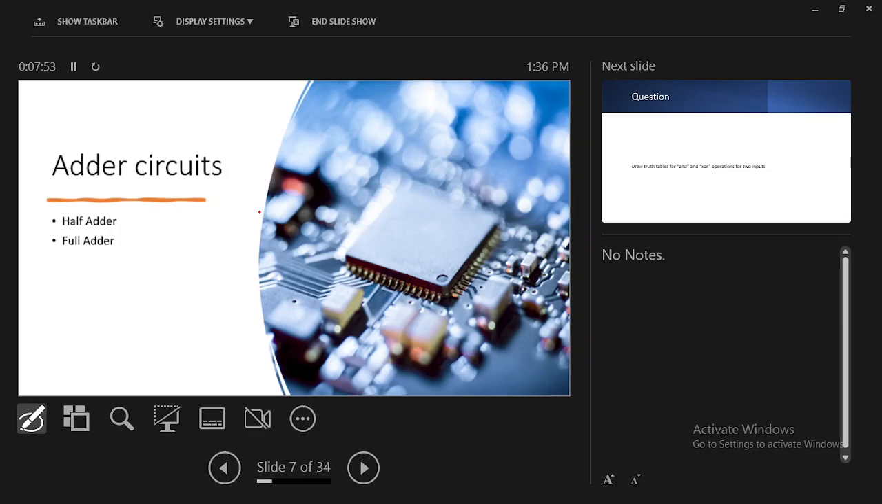One is adder circuits. Once it comes to adders, we have two major adders. First one is half adder, the other one is full adder. Do you have anything on full adder and half adder? No. Right. Now these are adder circuits. Now we'll get an example.